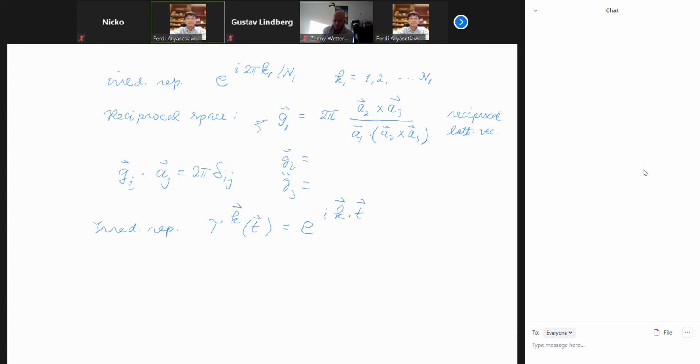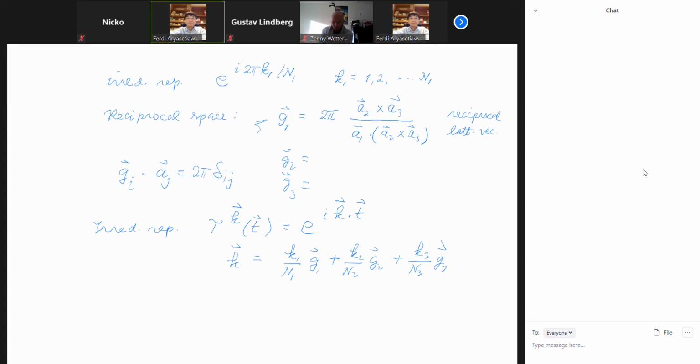So now this K here, this is where the reciprocal lattice comes in, is given by K1 divided by N1 times G1 plus K2 over N2 times G2 plus K3 over N3 times G3. Okay.